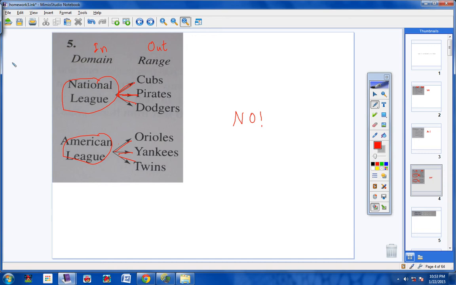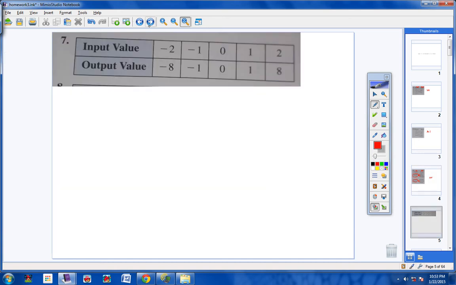We're going to look at a table of values and state whether or not they represent a function. So here we go. -2 has only one output. -1 has one output. 0 has one output. 1 has one output. 2 has one output. Yes, this definitely represents a function.